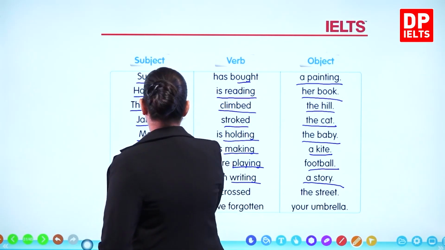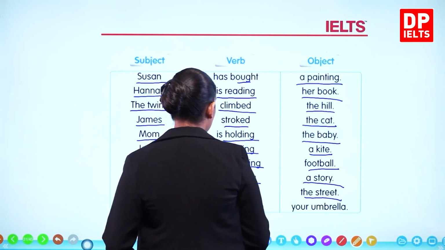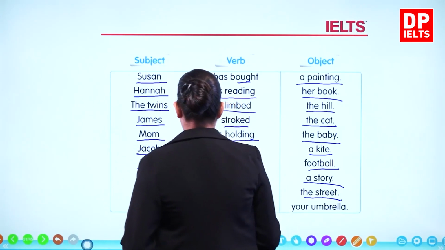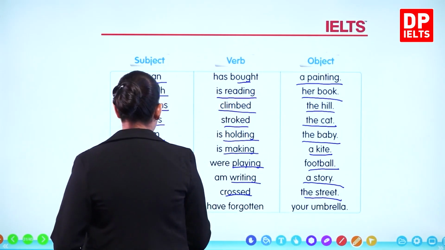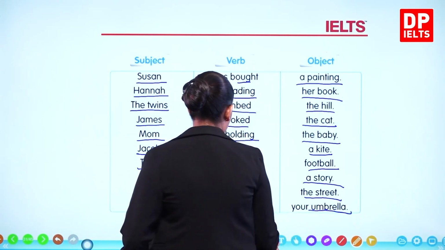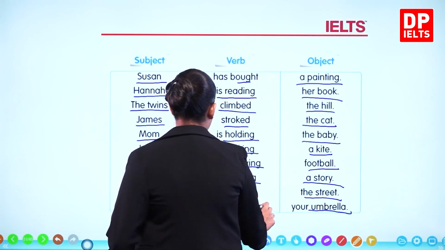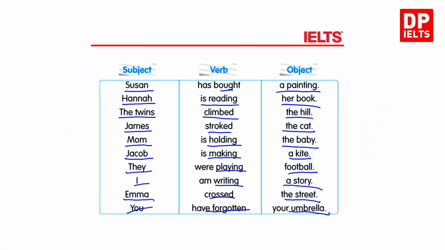Emma crossed the street. Who crossed the street? Emma. What did she cross? The street. Cross becomes the verb. You have forgotten your umbrella. Who has forgotten the umbrella? You. What have you forgotten? Your umbrella. What is the verb here? Have forgotten. Right?